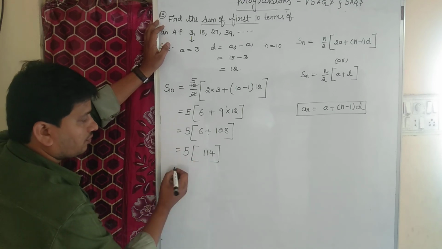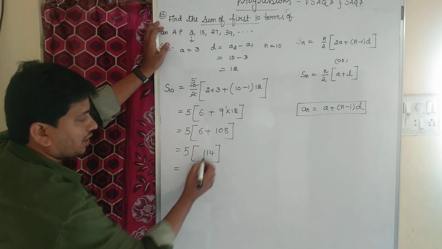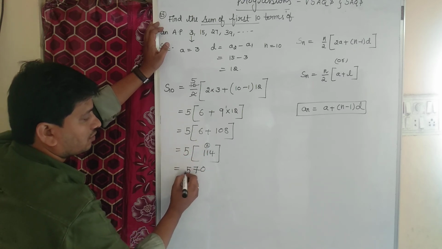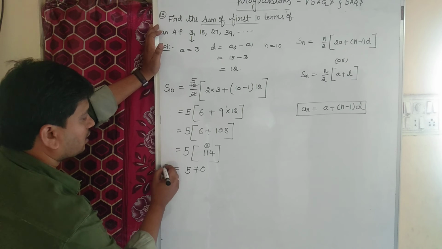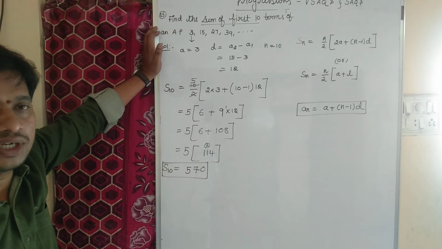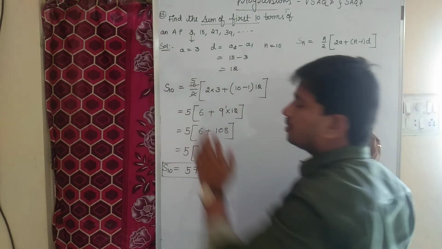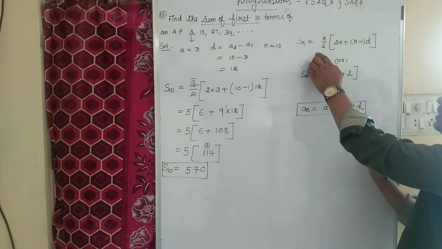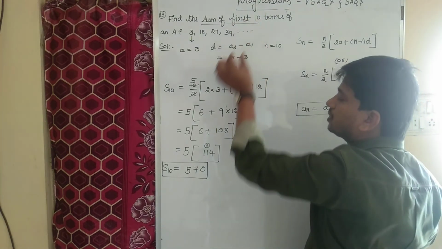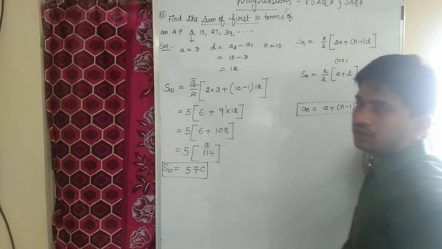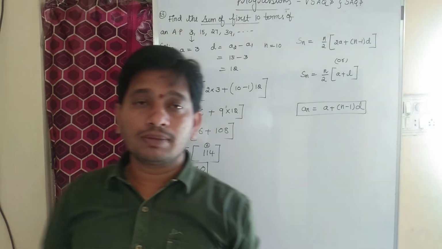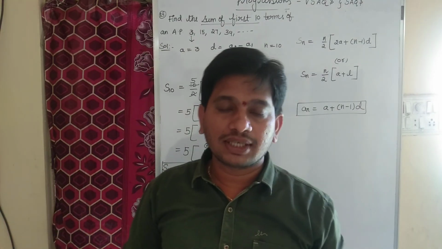Now 5 into 114. 5 fours are 20, 5 ones are 5, 5 plus 2 is 7, 5 ones are 5. So what is the sum of first 10 terms of an AP? S10 equals 570. Is it clear, children? Sum of first 10 terms of an AP, Sn equals, what is the formula? n by 2 into 2a plus n minus 1 into d. Here they are asking to find the sum of first 10 terms, so S10 equals how much? 570. Okay children, these are the types of problems they ask in public examinations.